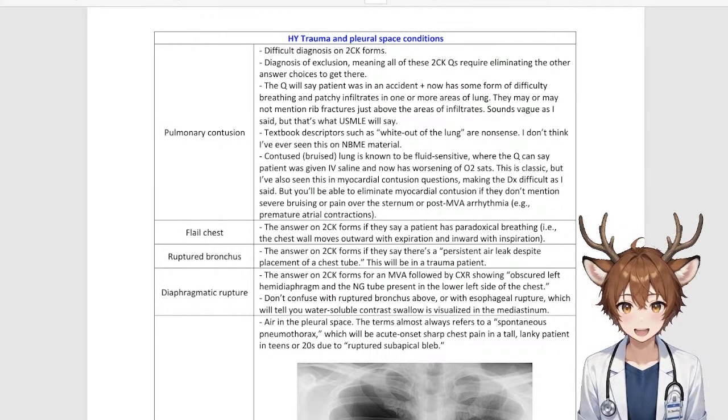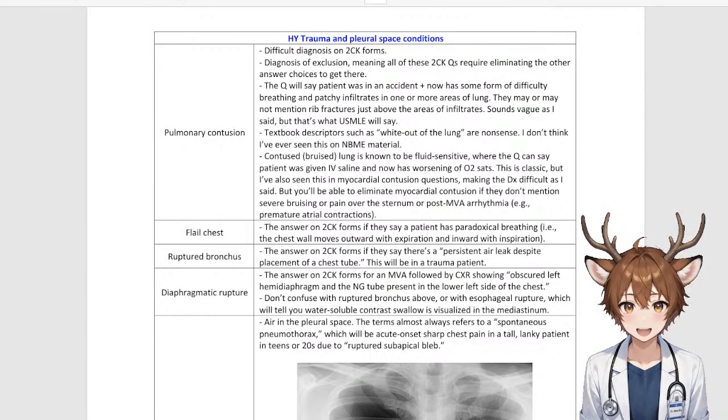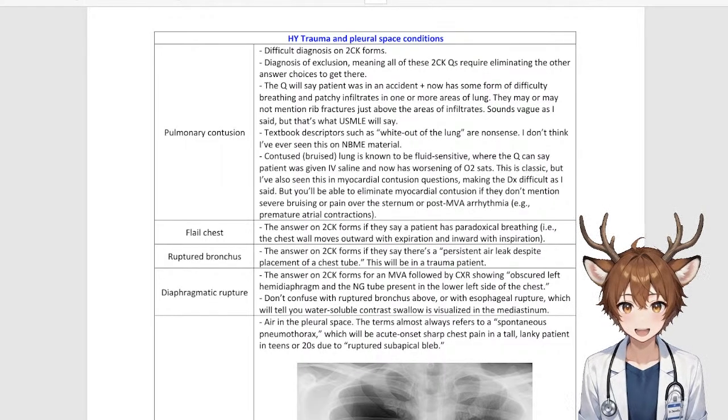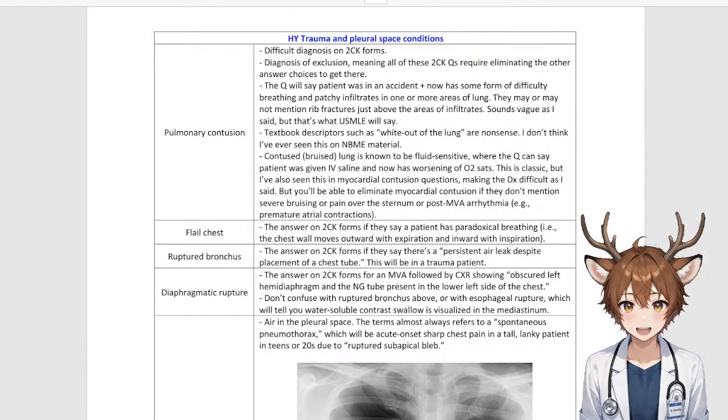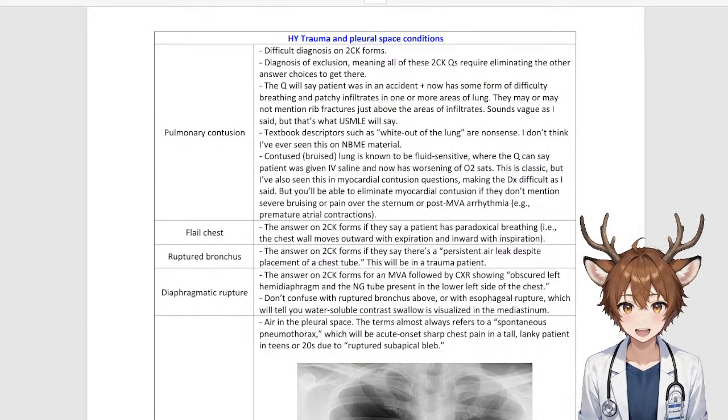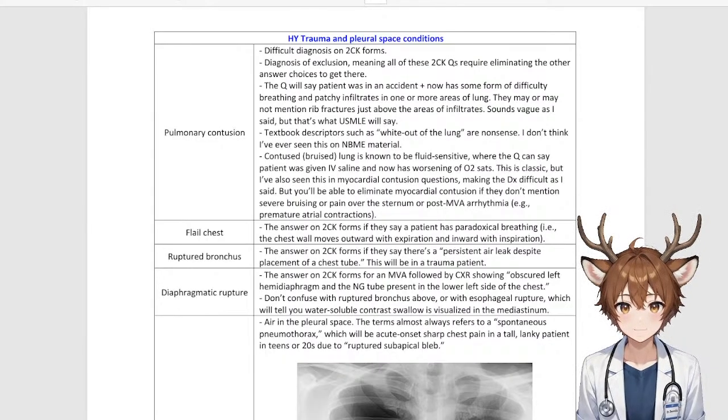The answer in the CK2 form is, if they say a patient has paradoxical breathing, that is to say the chest wall moves outward with expiration and inward with inspiration. Ruptured bronchus. The answer in the 2CK forms is if they say there's a persistent air leak despite placement of a chest tube, this will be in a trauma patient.